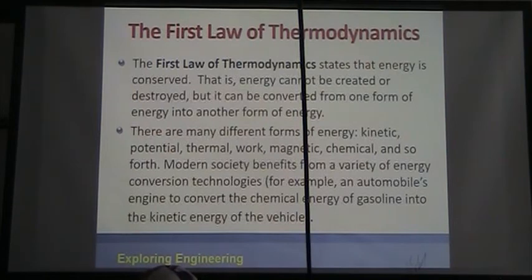Okay, so you eat lunch, then you go for a bicycle ride. You are converting that chemical energy that you took in at lunch into dynamic energy through your muscles, and then that is coming out of your body as heat. There are many different forms of energy: kinetic, potential, thermal, work, magnetic, chemical, and so forth.